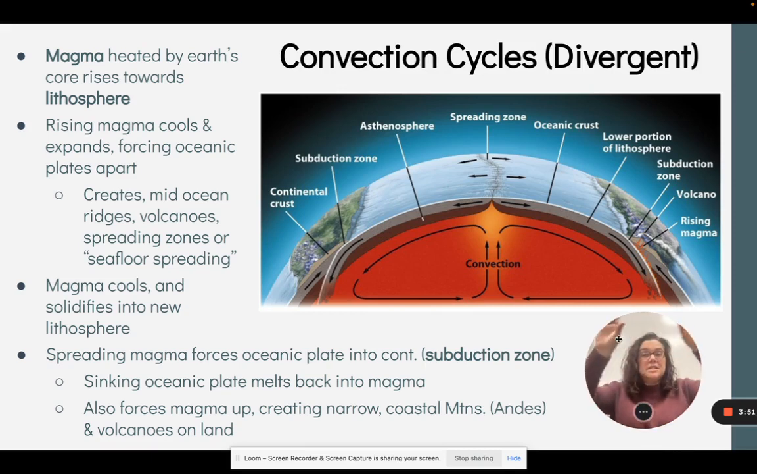As it cools and expands, right, it starts to sink back down. It'll actually cool and form new lithosphere. So that's where we start to see new continental crust form. But we also have it start to sink back down.